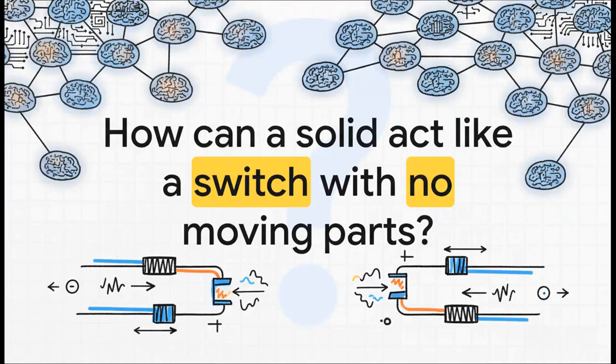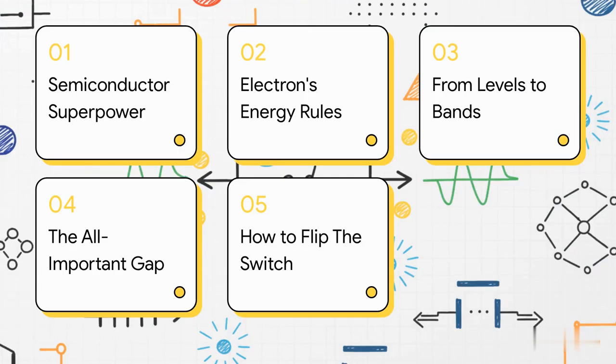And that little trick is what lets us build these vast, mind-bogglingly complex networks of transistors that make up a computer chip. But hold on. How on earth can a solid piece of material act like a switch? How can you tell it to change its conductivity just by, well, telling it to? Let's dig in.